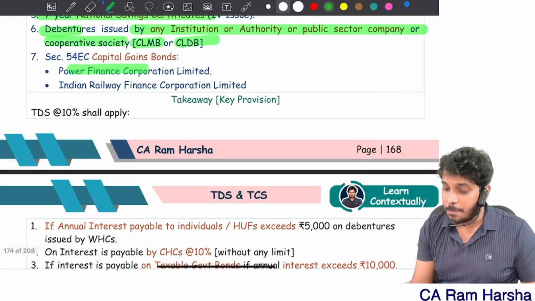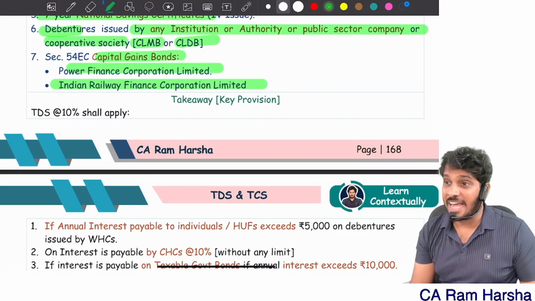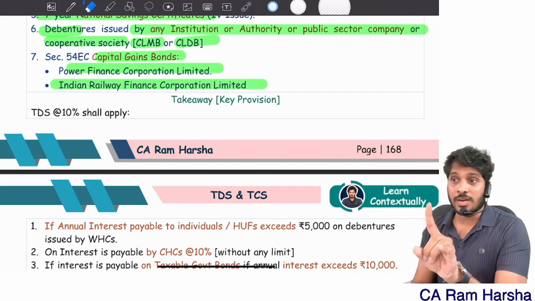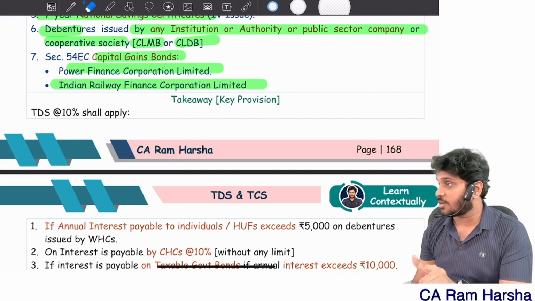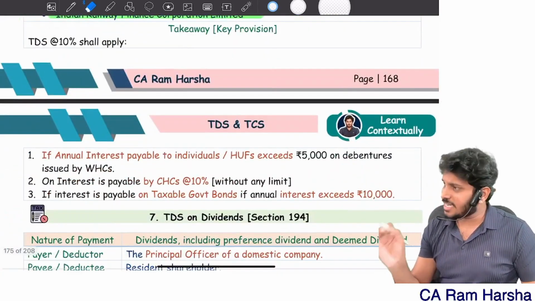Interest paid on Power Finance Corporation capital gain bonds. Interest paid on IRFC capital gain bonds, no TDS will apply. But you see, Rural Electrification Corporation is not covered here. Able to understand? Yes, that's it. So simply, what is the takeaway?